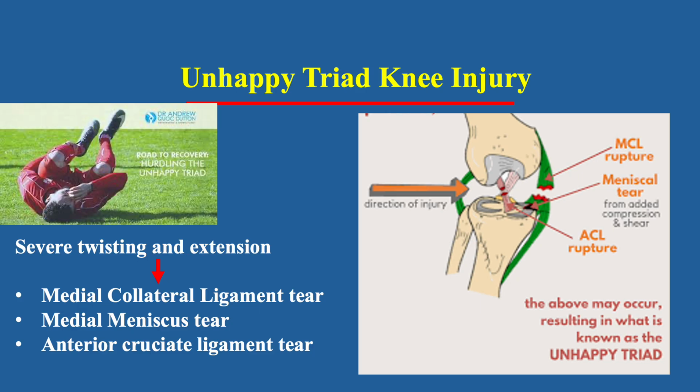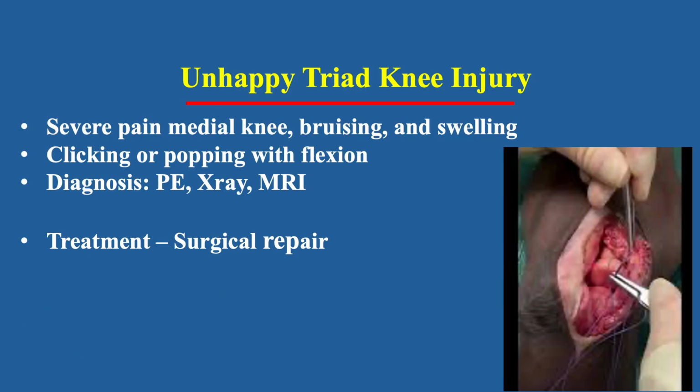Unhappy triad knee injury. This unhappy triad consists of concomitant injuries to the medial collateral ligament, anterior cruciate ligament, and the medial meniscus. This type of injury often occurs in contact sports such as football and rugby with a lateral blow to the knee. There is severe pain, bruising, and edema associated with popping or clicking noises on extension. Treatment of the unhappy triad usually requires surgery with postoperative physical therapy.